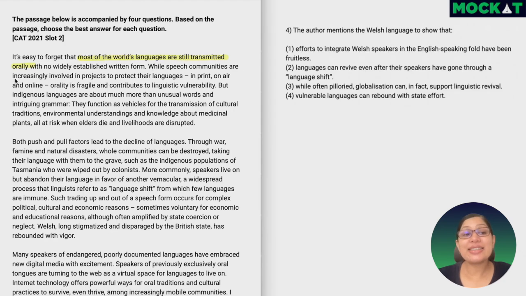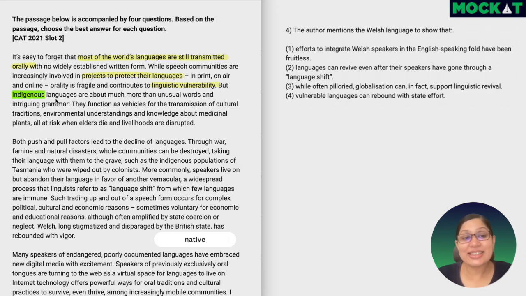While speech communities are increasingly involved in projects to protect their languages, orality is fragile and contributes to linguistic vulnerability. This definitely makes sense. If there isn't much written record or no written record, then it's easier for the language to maybe be corrupted or even be completely lost, right? Because it's just people speaking. So what happens if those people stop speaking, or maybe they move away, or they pass away.